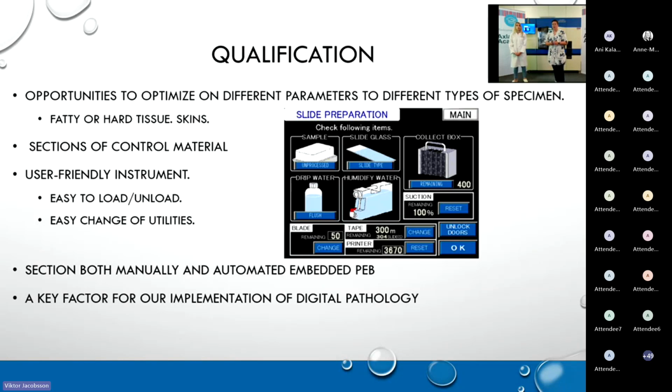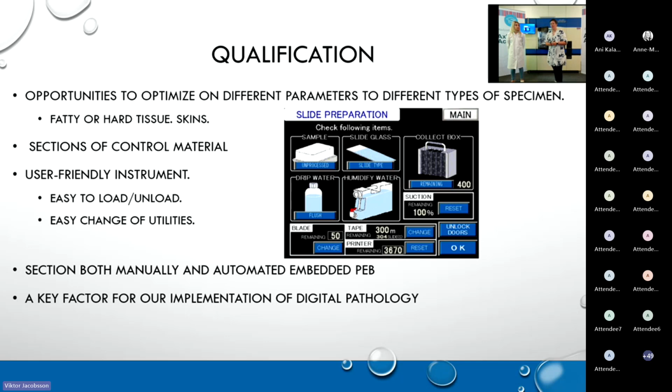Then it can do sections of control material. We are not doing it in our department right now, and the only reason we are not doing it is because of the capacity of the instrument. We only have 2 instruments, and that capacity is fully loaded with routine samples. But if we had more capacity, we would also do control material for immunostainings or something like that. The important part is that you have the same standardized section every time, and the same quality, so it's easier to do your QC when you are checking your immunostainings.